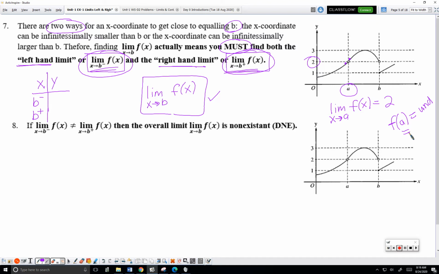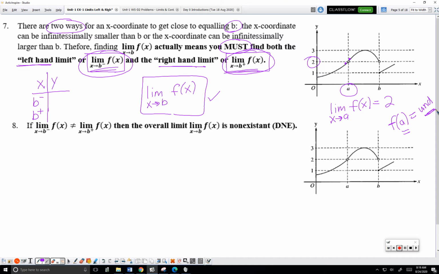For whatever reason, and I don't have a really good answer for this, it's simply the language they use. When identifying the y coordinate for an x coordinate where there is no y, they always expect you to use the word undefined. When identifying the value of a limit, if the limit is non-existent, we'll use the words does not exist or non-existent. Like this one, we'll just always use undefined. Limits, we'll always use non-existent.